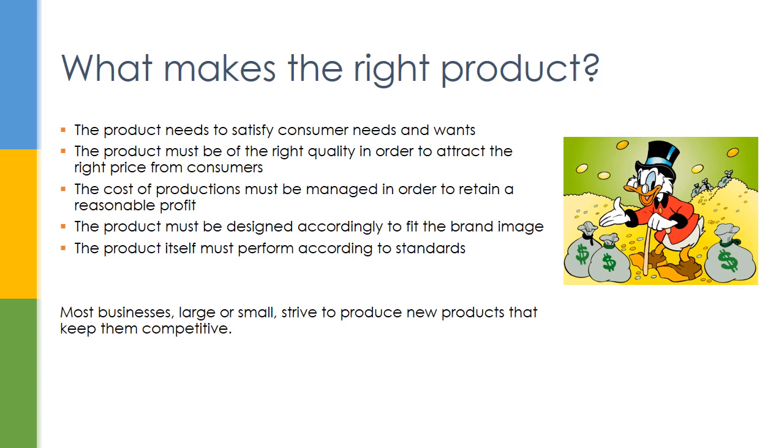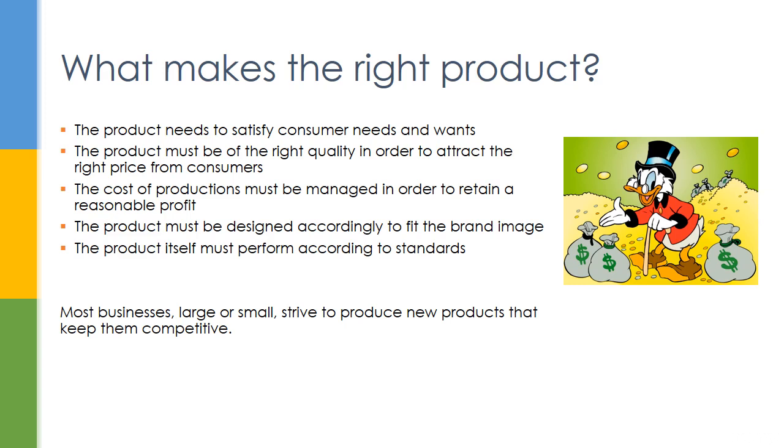The product must be designed to fit the brand image. If you have an auto manufacturer that produces luxury cars, then the product design must reflect the luxury status that comes with its brand name. When you hear the name Mercedes, Aston Martin, or Ferrari, you'd naturally expect something really good. The product itself must perform according to standards. There are legislations where your product has to be of the right quality. When you receive a certain product, you as a consumer expect it to perform, and it should.